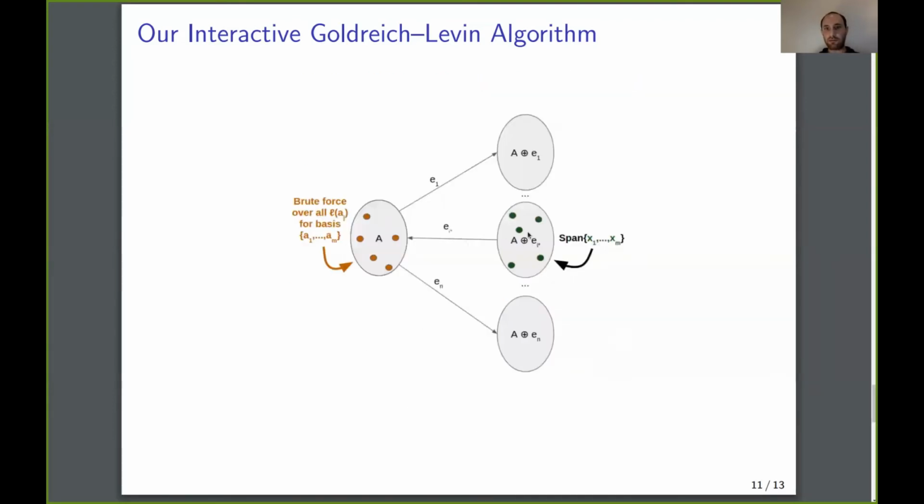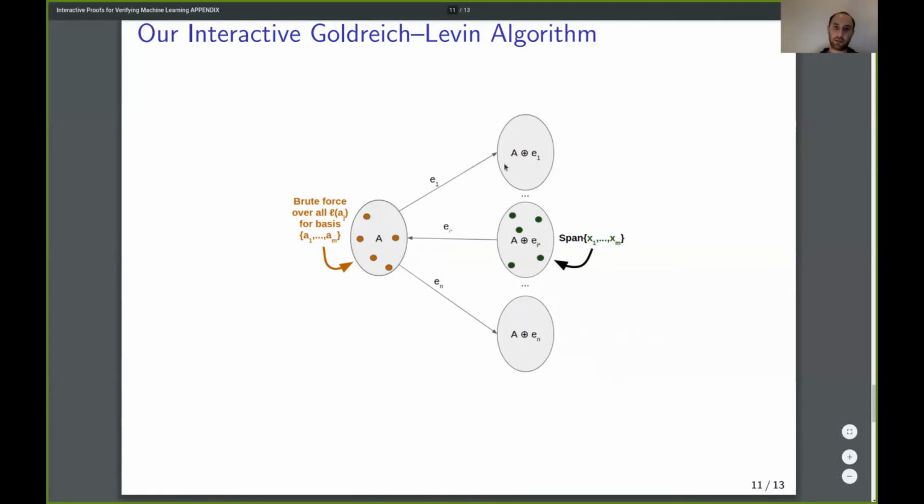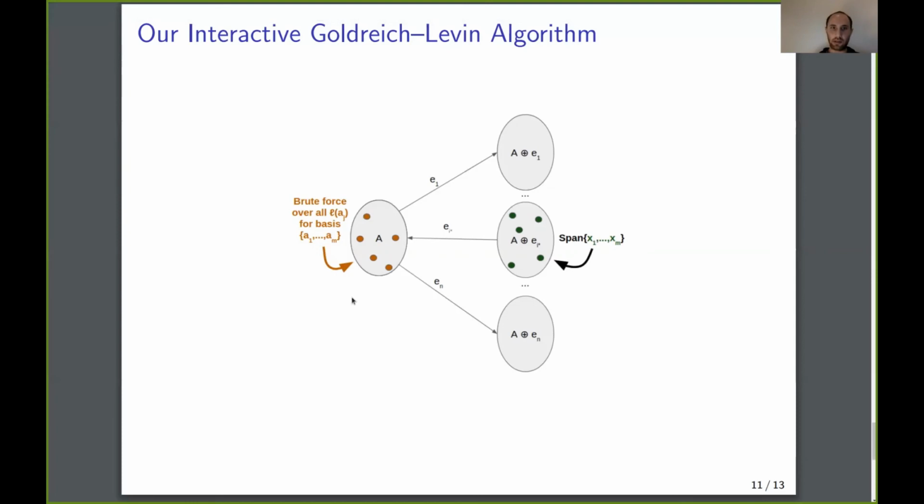So this is how it looks again. We have our logarithmic number of samples. We look at the span of those samples, and that is A plus e_i star. Then the verifier sends a random basis of A to the prover, and then the prover will give the verifier the evaluation on A plus e1, A plus e2, and so on. And then the verifier subtracts those evaluations provided by the prover from all the possible values that L could have on the set A, and that's only a polynomial number of possibilities.